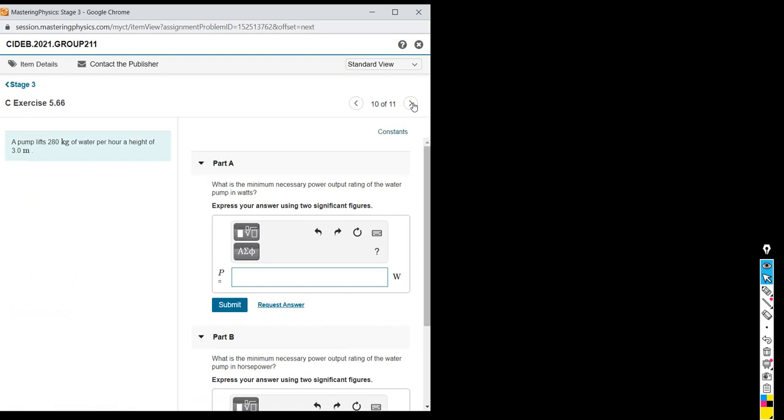Problem 10. Okay, let's do this one. Okay, what are we having here? We have a pump, una bomba. A pump lifts 280 kilograms of water per hour to a height of 3 meters. Okay. So let's try to more or less draw that thing. So you have some water over here. You maybe have a river or something. And you have a pump, una bomba. And this pump is going to pump water to a height of 3 meters.